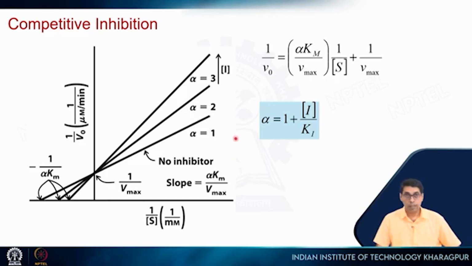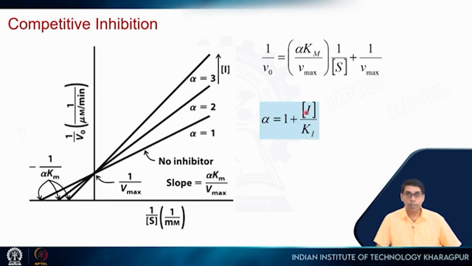So instead of plotting it like that, if you plot it in this linearized fashion, then no inhibitor is this. So my alpha equals 1, so inhibitor I equals 0. So this is 0. So my alpha equals 1, right? So this alpha equals 1 line represents no inhibitor. You see, so this is where I have Vmax and this is where I get Km, right?